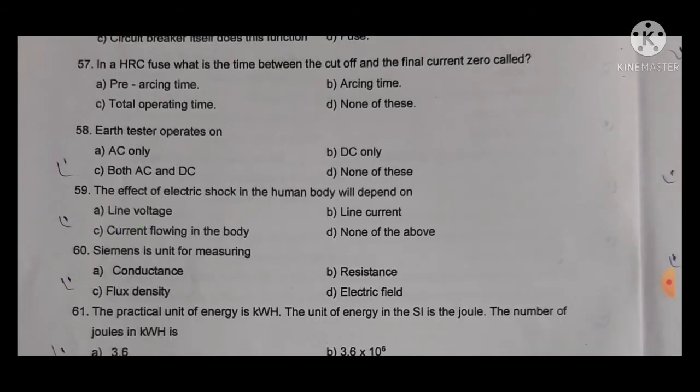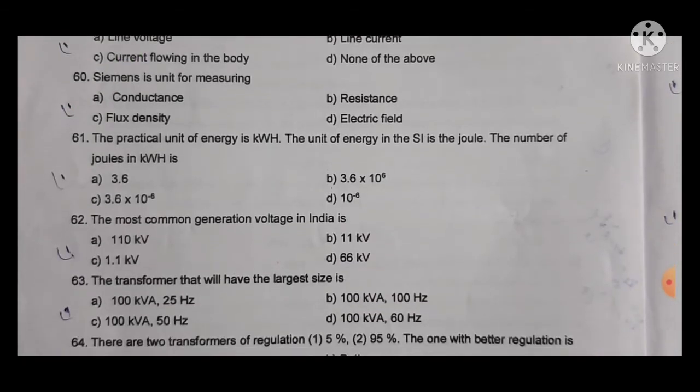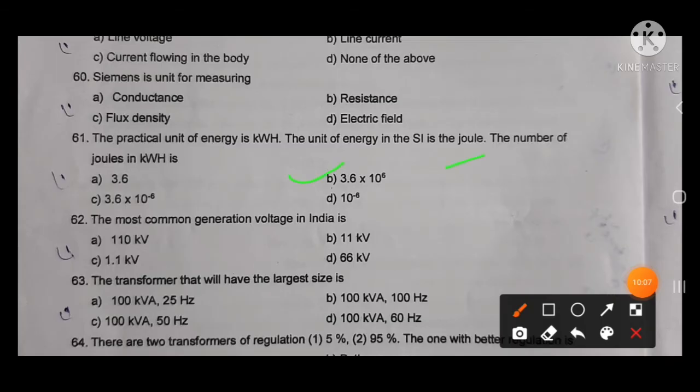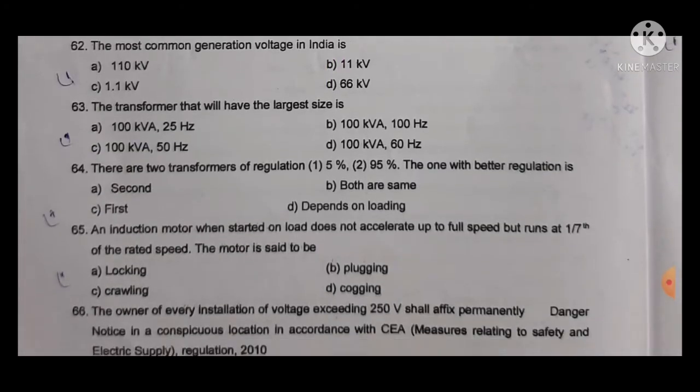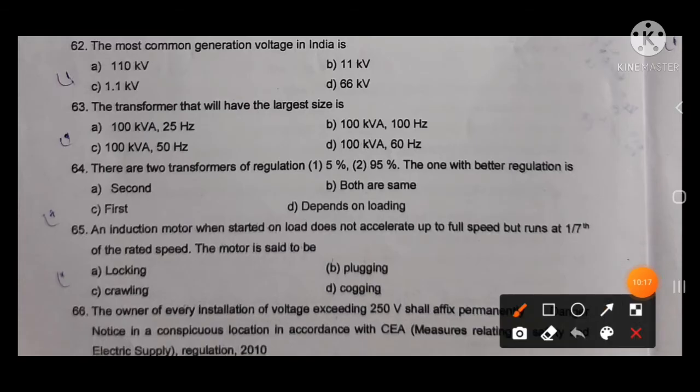Next, the practical unit of energy is kilowatt hour. If you convert it into joules, you will find 3.6 into 10 to the power 6. The most common generation voltage in India is 11 kV. All of you know it. Regarding the transformer that has the largest size, this is one kind of repeated question. The smallest frequency will have the largest size, so option A is correct.